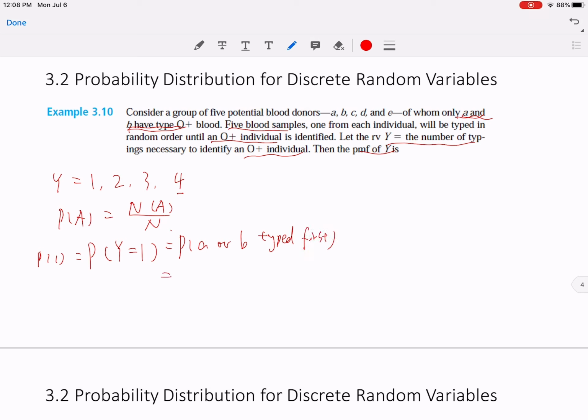What's the probability of that? So we think of this formula here. How many people do we have in total? 5. And how many are A or B? We have 2 of them, right? A and B. So the probability is 2 over 5.